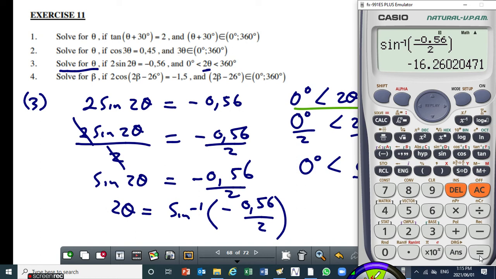But our restriction says 2 theta must be between 0 degrees and 360 degrees, which means I don't need that negative. I have to convert it to a positive angle. Now, in order to get an angle in the third quadrant or the fourth quadrant, I have to either add 360 to it, so that I can get an angle in the fourth quadrant, or subtract that angle from 180 degrees so that I can get one which is in the third quadrant.